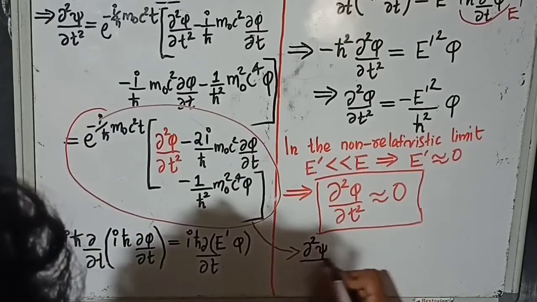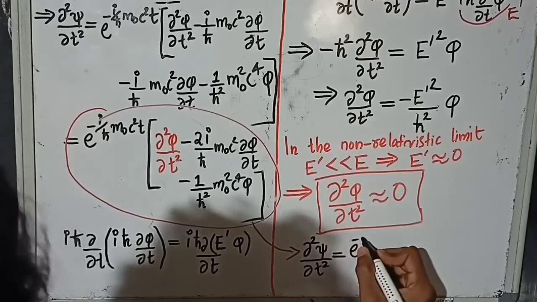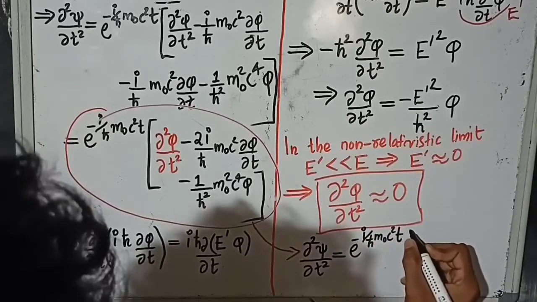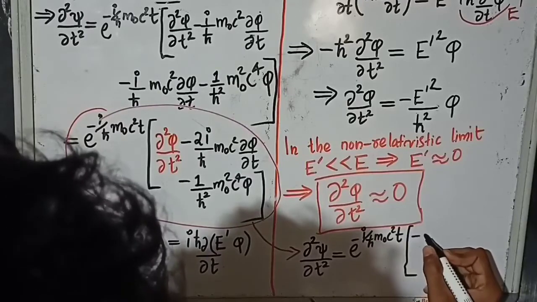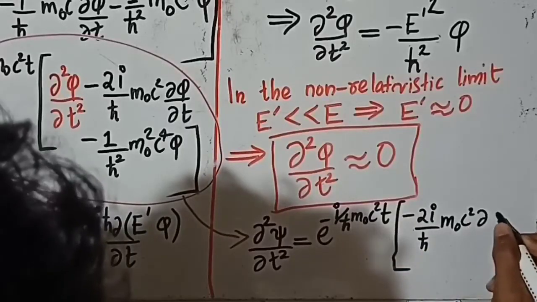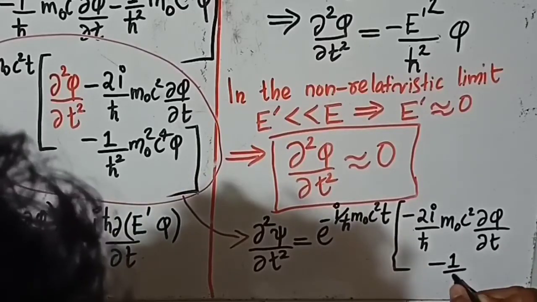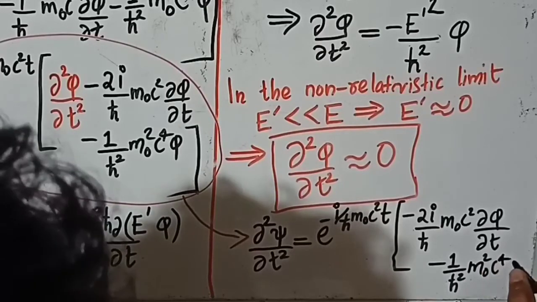So let us write it more explicitly. ∂²ψ/∂t² is equal to e to the power minus i by h cross m0 c square t times minus 2i by h cross m0 c square ∂φ/∂t minus 1 by h cross square m0 square c to the power 4 φ.